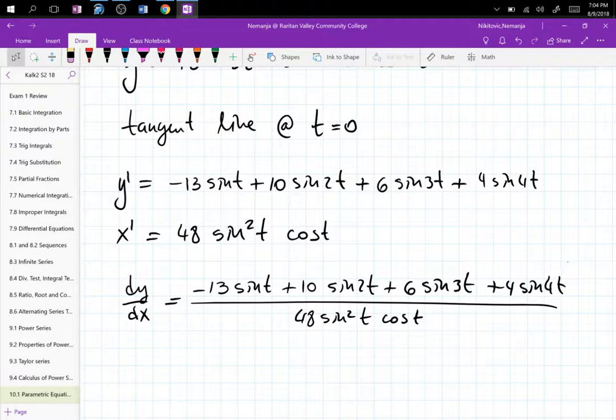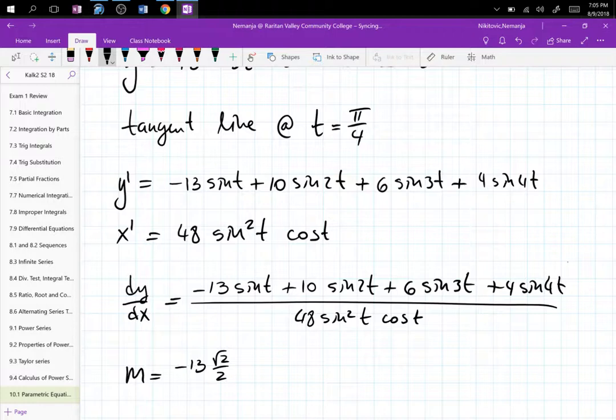Oh, t equals 0 is a bad value. I see. Okay, let's go pi over 4. I wanted pi over 4 originally, but then I switched. I don't know why. So if I do pi over 4, we can calculate the slope.